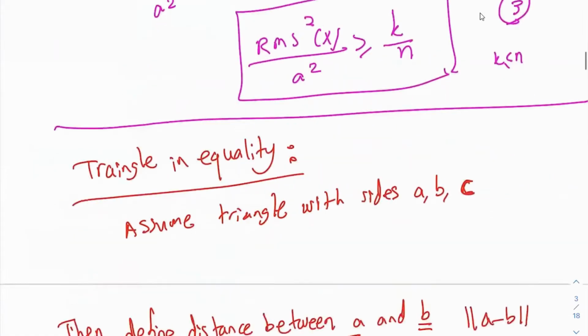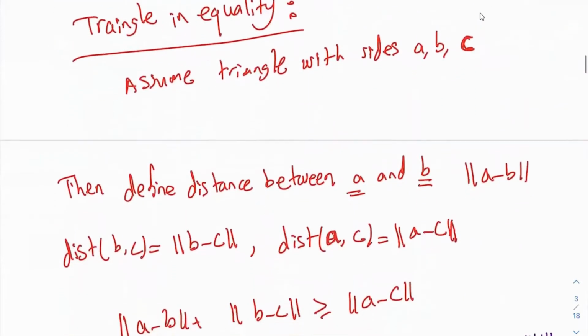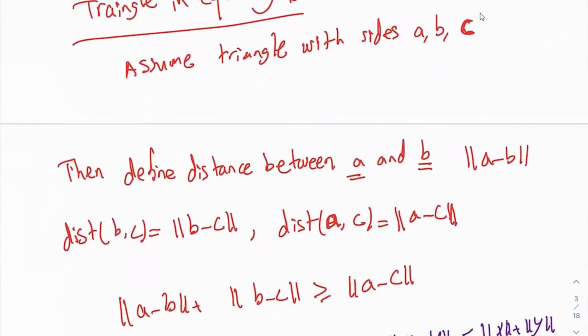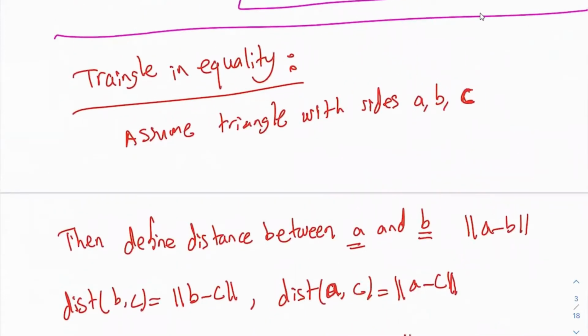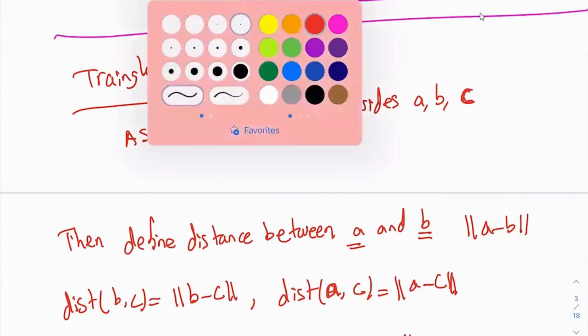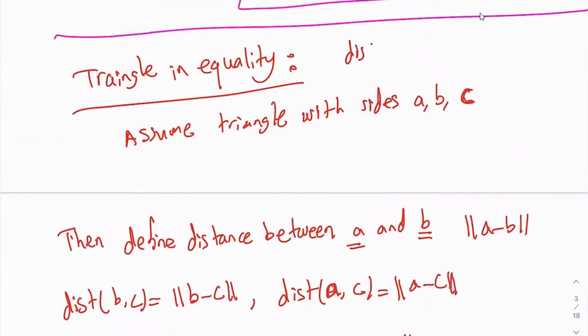Now let's talk about the triangular inequality, right? We talked about the triangular inequality in the context of a norm, but now in general, we talk about the triangular inequality in the context of distance between two vectors. So the distance between vectors A and B is defined as the norm of A minus B. This is where the triangular inequality is getting its name, actually. So assume that we have a triangle with the sides A, B, C. Okay, good.